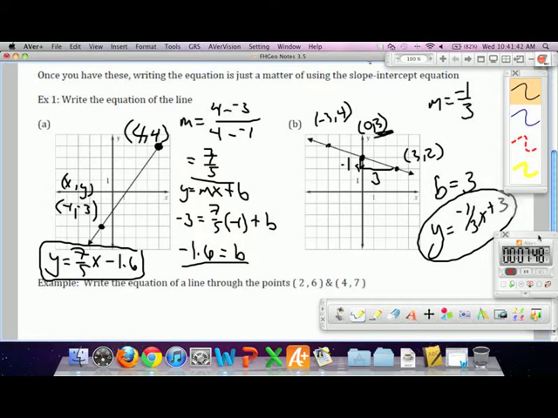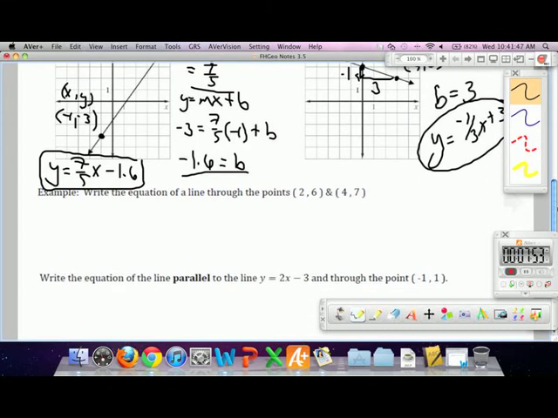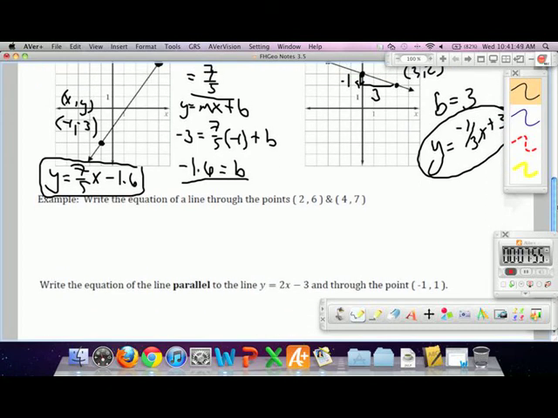If you don't have a graph, the process doesn't change. Still, find yourself a point, find yourself the slope, and run with it.